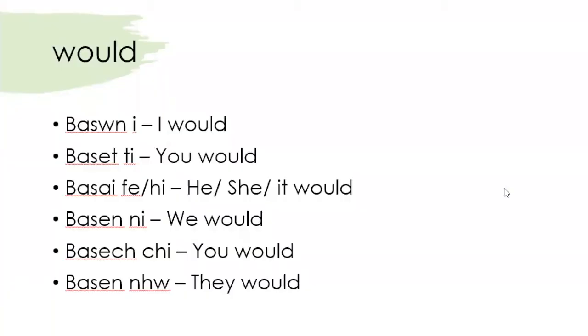Baswn i, I would. Base ti, you would. Base fe, base hi, he, she, or it would. Base ni, we would. Base chi, you would. And base nhw, they would. In the first sentences in the unit, we're going to be putting verbs after baswn i.